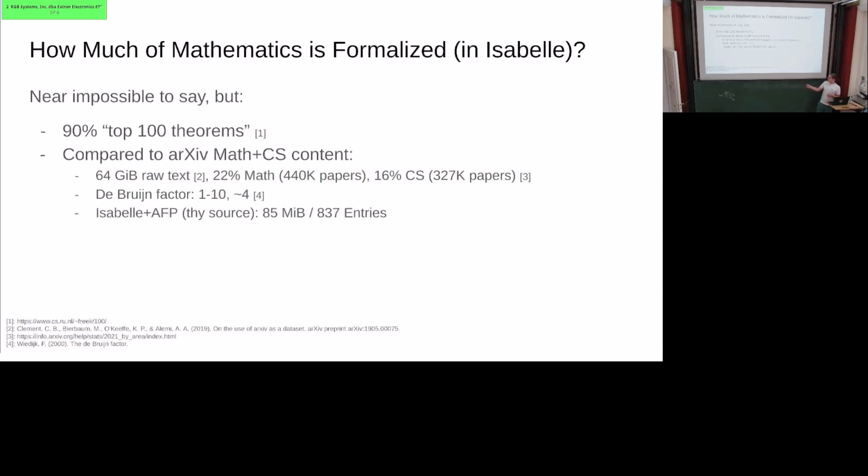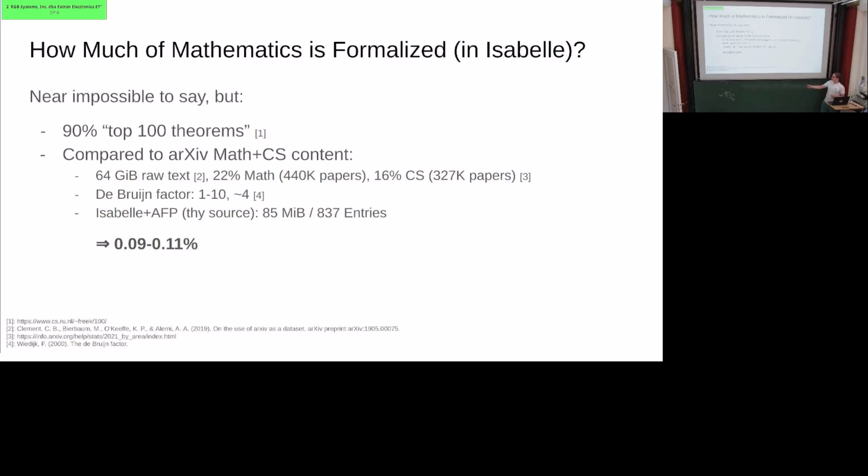Yeah, so then in the Isabelle AFP, the theory source that you have compresses to about 85 megabytes for 830 entries. And now that we have the numbers, we can actually compare them, and we get to a factor of 0.1% of mathematics that we have as an equivalent size of arXiv. That's certainly not all of mathematics, but it gives you some indication.